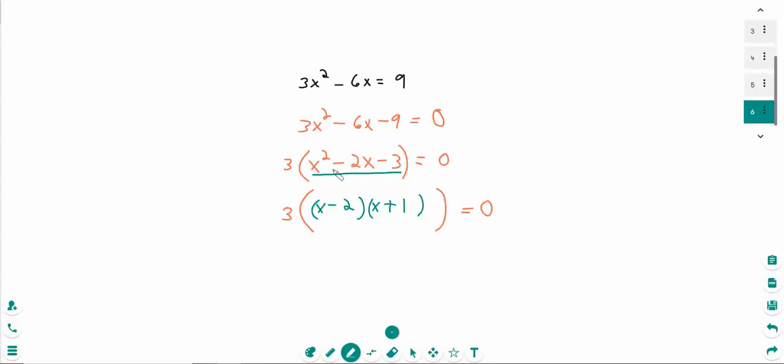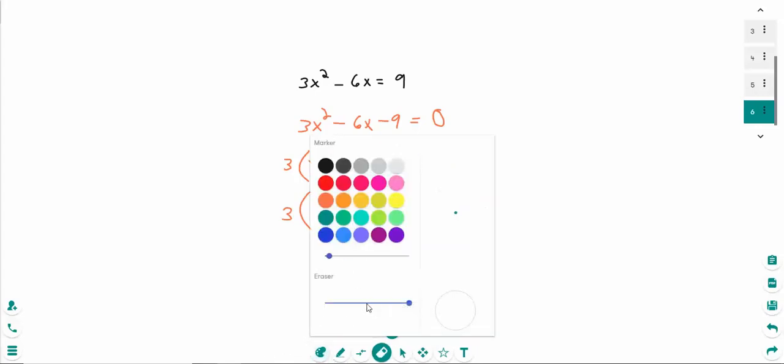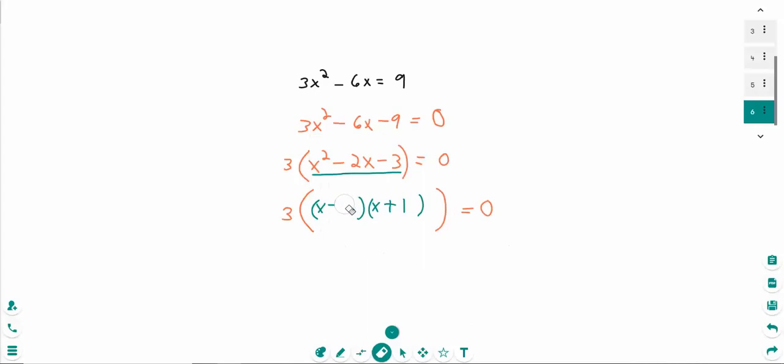Wait a minute, something's not right here. I'm sorry, 3 and a 1. What am I doing? 3 and a 1, not a 2 and a 1. Confusing myself. So this should be a 3. 3 and a 1. There we go. That should work out. Negative 3x, positive 1x, negative 2x, yeah, negative 3. Yep. Okay, so there you go. So there we have our factorization of this expression.